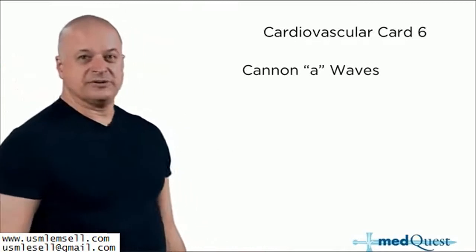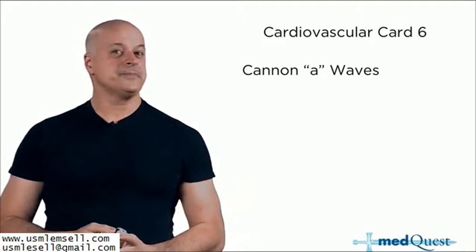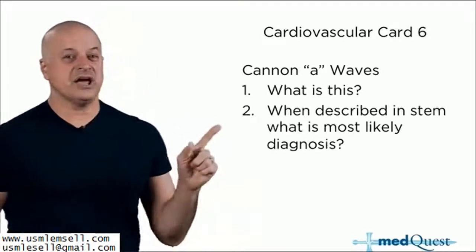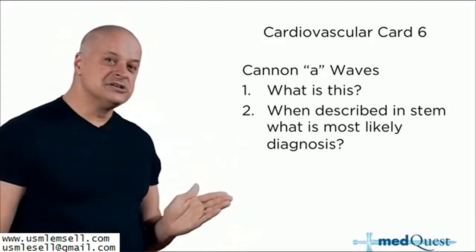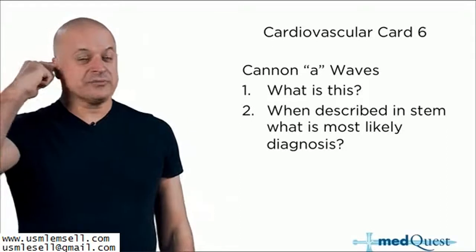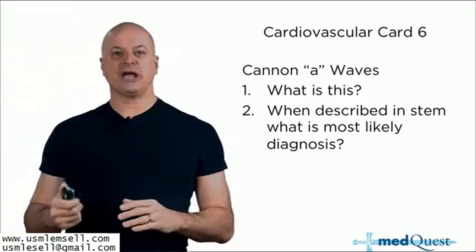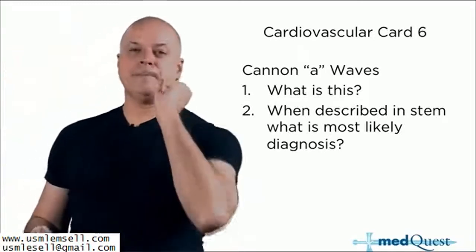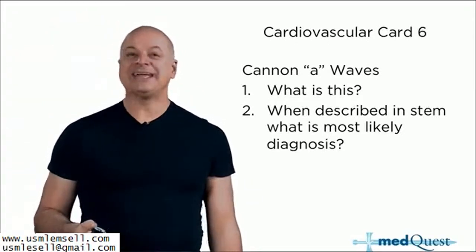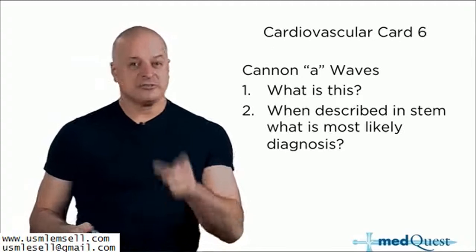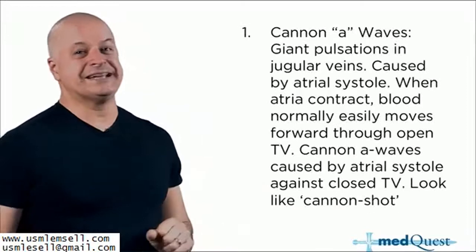The flow goes down. Next one, Cannon A waves. Cannon A waves are where? A waves in the neck. Cannon A waves are in the neck, and they're described. What are you thinking about when they're described? They're a sign of the atrium contracting against a closed tricuspid valve, and blood bounces backwards up into the neck veins. The most accurate test is looking at an EKG.